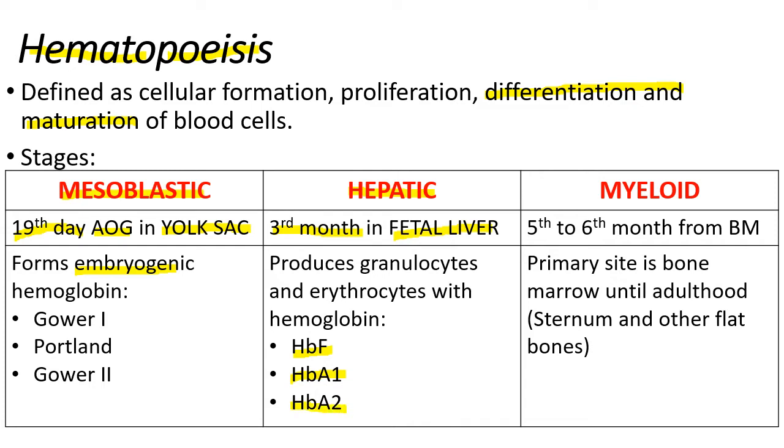hemoglobin A2. And sa myeloid stage naman, napo-form na yung blood cells mismo sa bone marrow. BM is bone marrow. Okay? And it starts at the 5th to 6th month age of gestation. Yung ating mga hemoglobins F, A1, A2 are still persistent up to the myeloid stage.